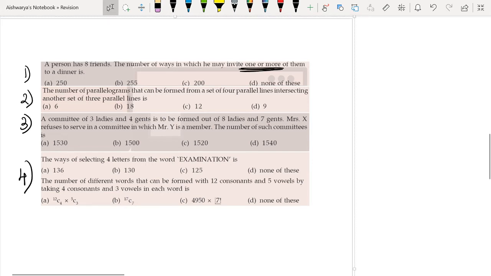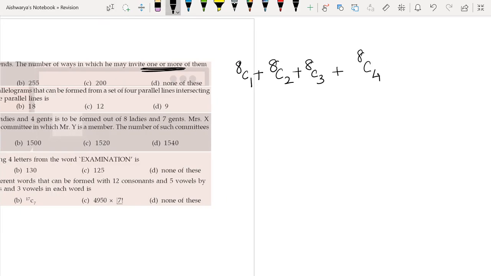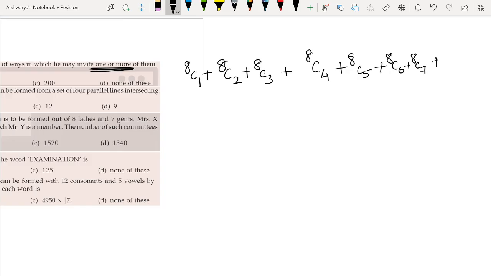One or more of them means from 8 he can select 1, or he can select 2, or 3, this is how it goes. From 8 he can select 4, he can select 6, he can select 7, or he can select 8. 8C8, this is how it comes. So all the values you know you can write here. You can say 56, 56. This is the advantage of knowing it thoroughly.